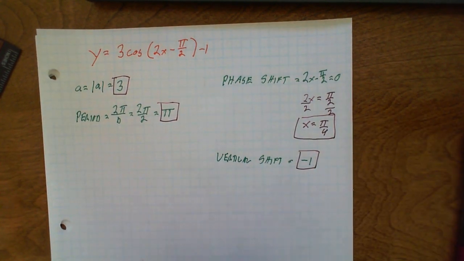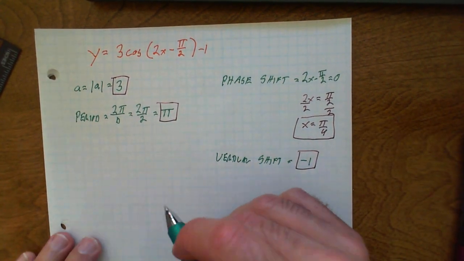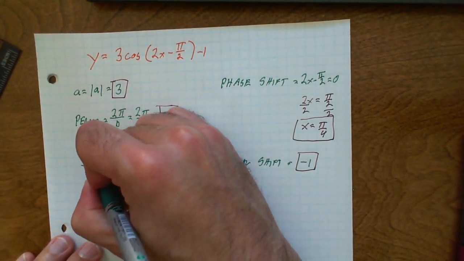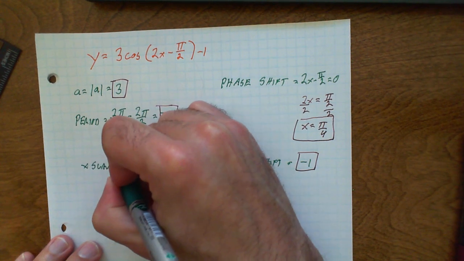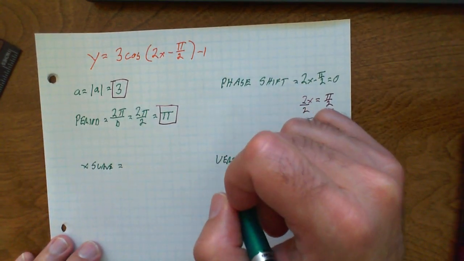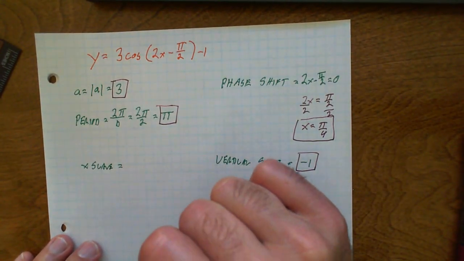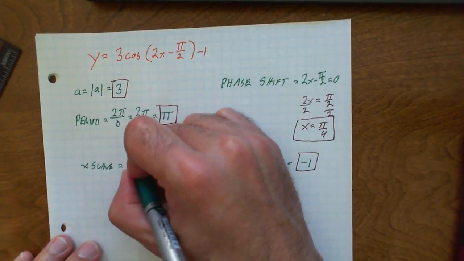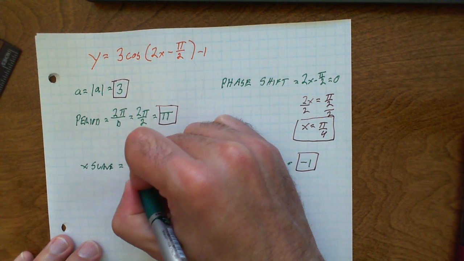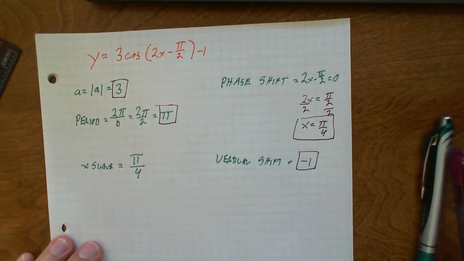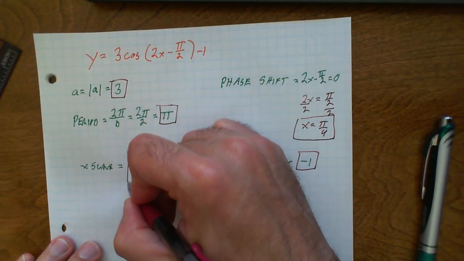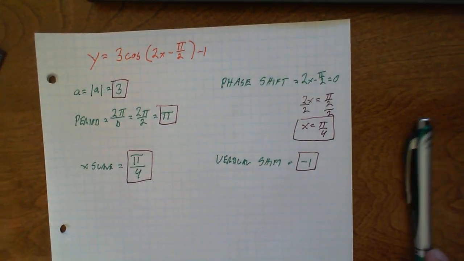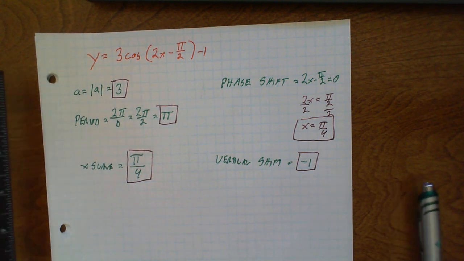And just to make it easier, our x scale, that's how many ticks we're going to use on the x-axis, is going to be the period over 4. The period is pi, divided by 4, so that's pi over 4. That means every single tick mark of the x will be pi over 4. That'll make things easier, because we're going to graph 2 periods of this.